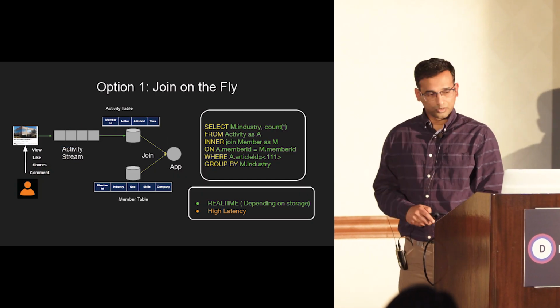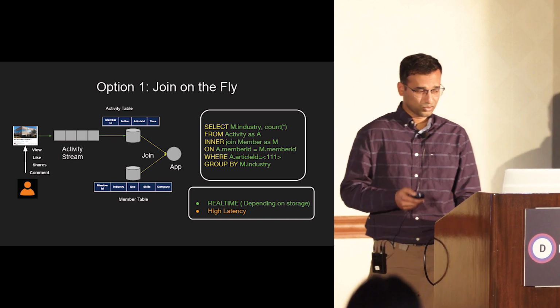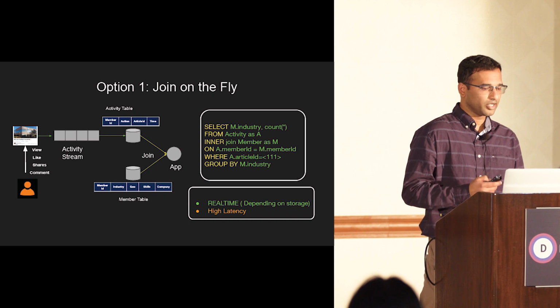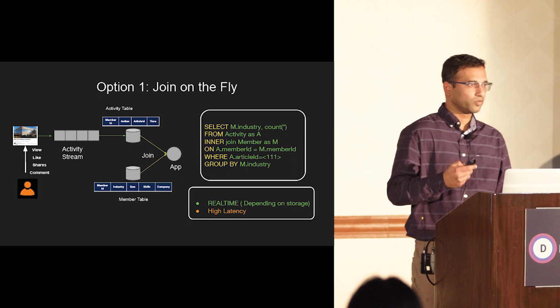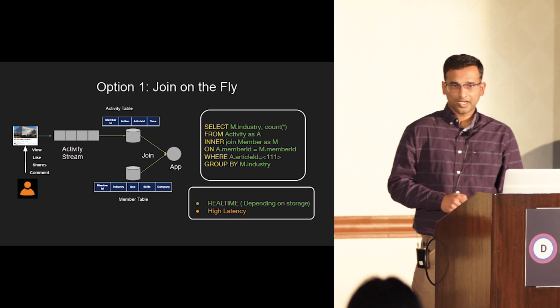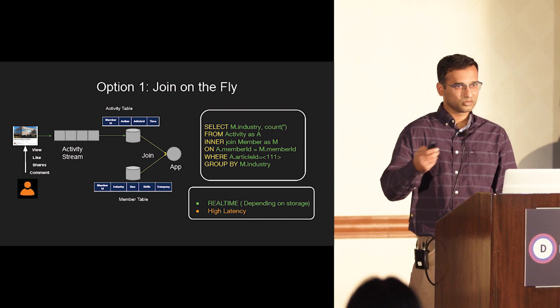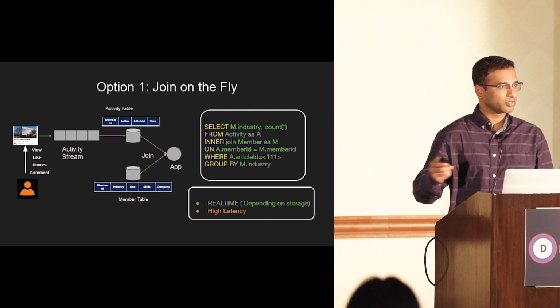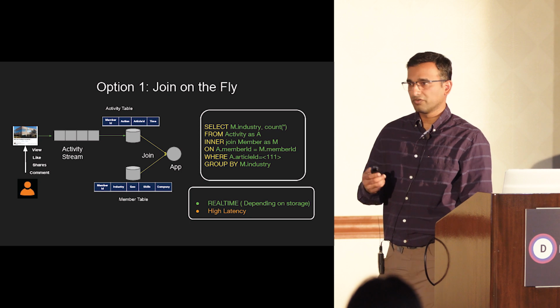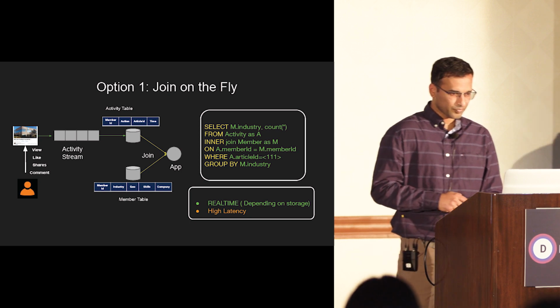So let's start with the simple premise. You have a user who is looking at an article, or he might view it, like it, share it, do whatever actions that I mentioned earlier. The first thing that we have is a stream that is just saying someone liked something, right? That's pretty much the way every activity or event is represented in LinkedIn.